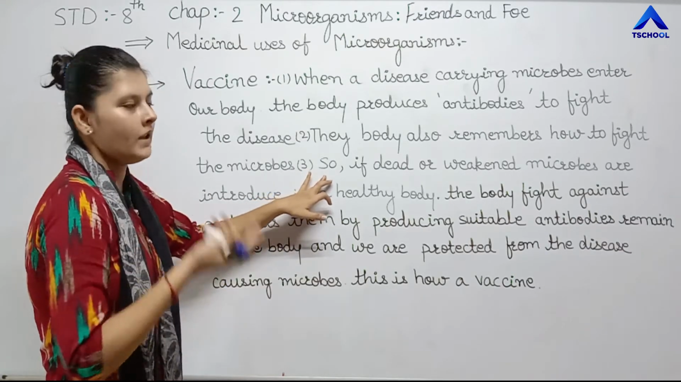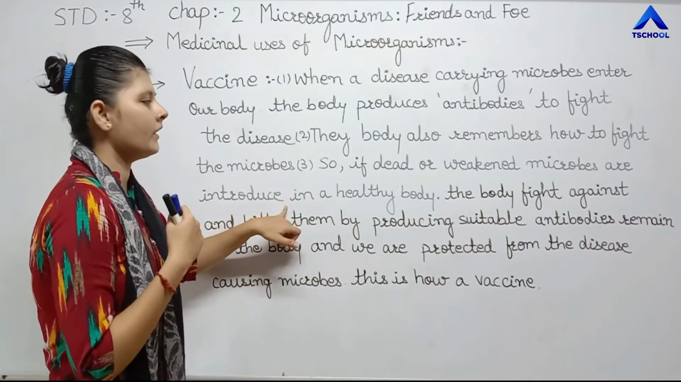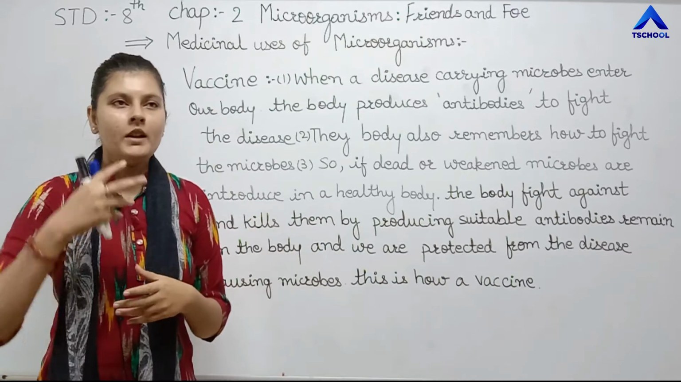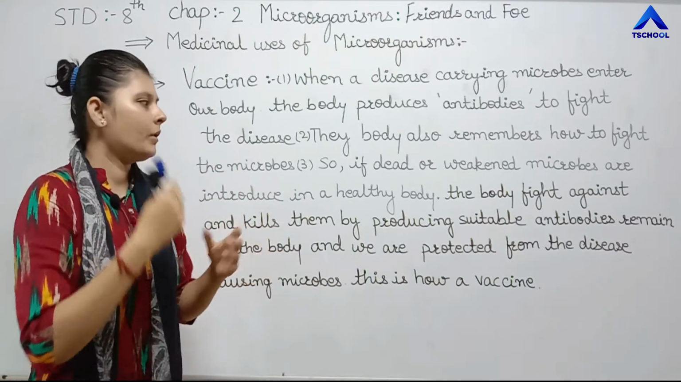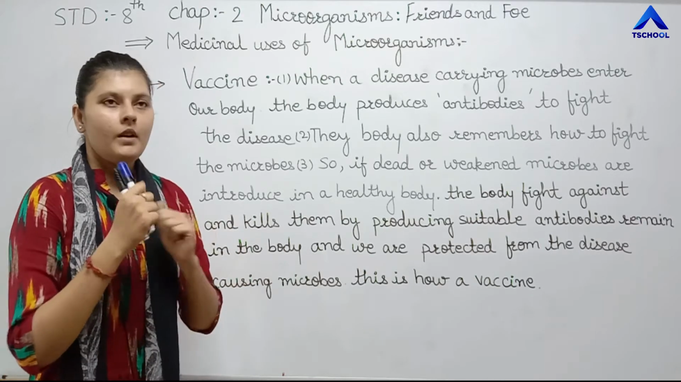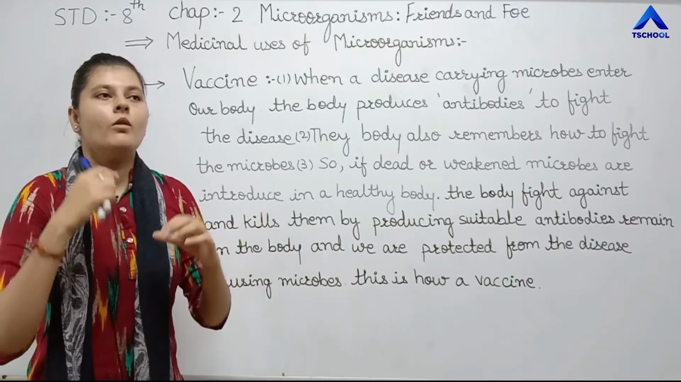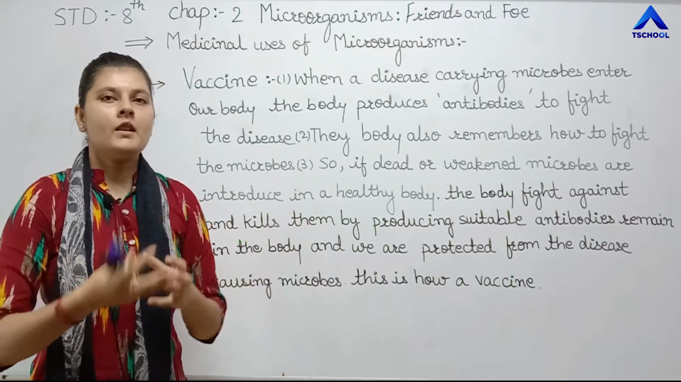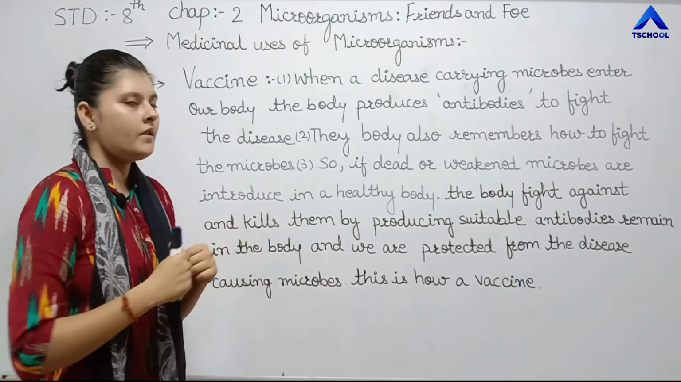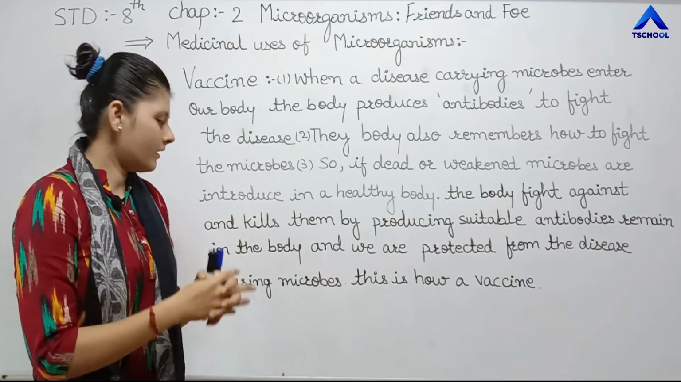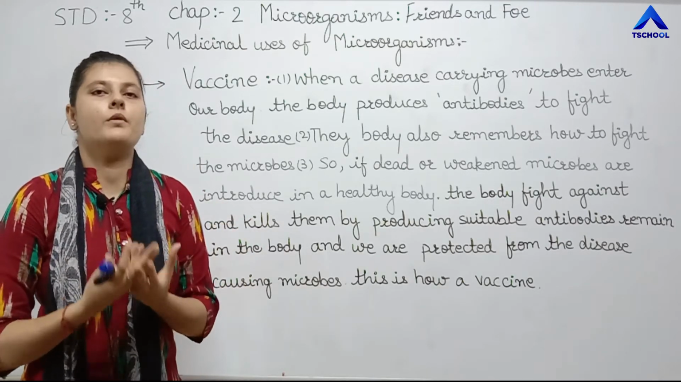So what we have done, if dead or weakened microbes are introduced in a healthy body, मतलब कि अगर बॉडी फाइट करना याद रख रही है तो जैसे डेड और वीकेंड माइक्रोब्स हैं उसको पहले ही बॉडी में एंटर कर दो तो वो क्या करेंगे? फाइट करेंगे, और उस फाइट के लिए वो क्या प्रोड्यूस करेंगे? एंटीबॉडीज. और वो एंटीबॉडीज एक बार फाइट करने के बाद भी बॉडी में रहती है. It remains in the body. So this is the way that we are protected from the disease causing microbes, and this is how the vaccine is going to work.